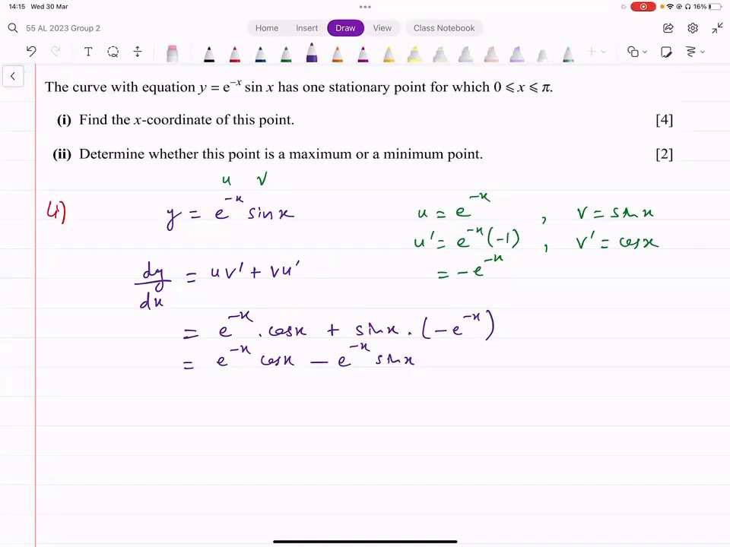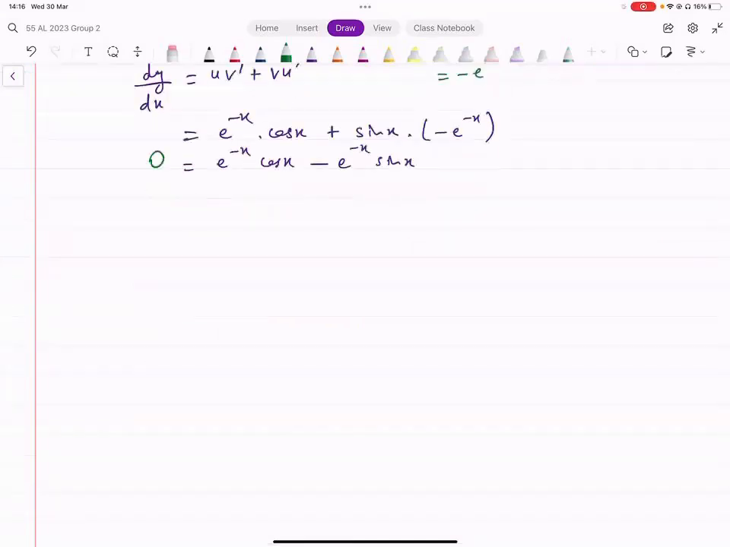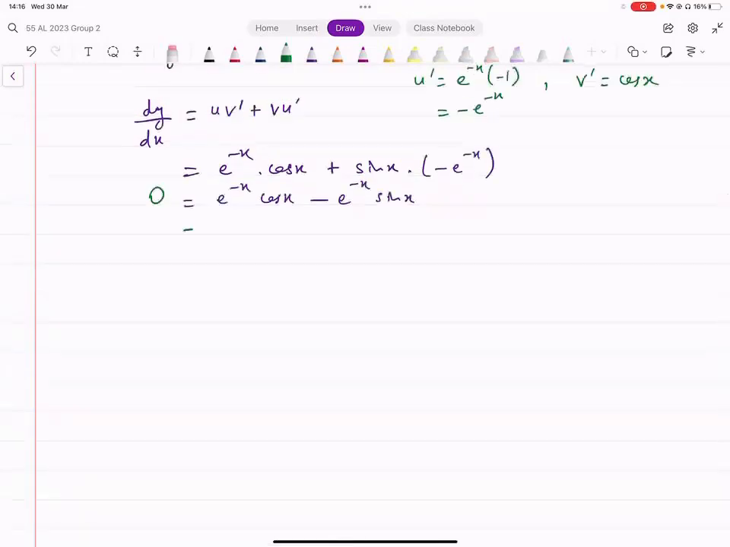So we just applied the product rule on this. We had two expressions being multiplied, u into v. We applied the product rule, so it became uv dash plus vu dash. What do we do now? Since we have to find the stationary point, we put this derivative equal to 0. And now we have to solve this equation. Take e raised to the power minus x common, and that gives us cos x minus sin x equals 0.